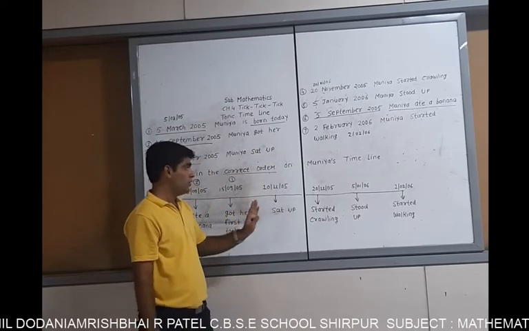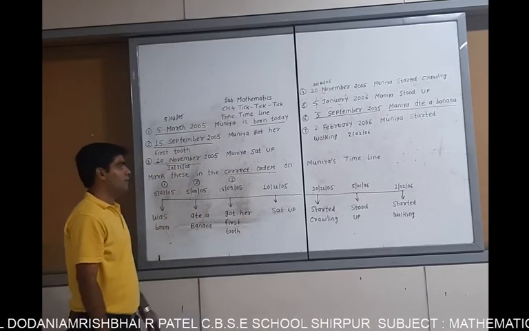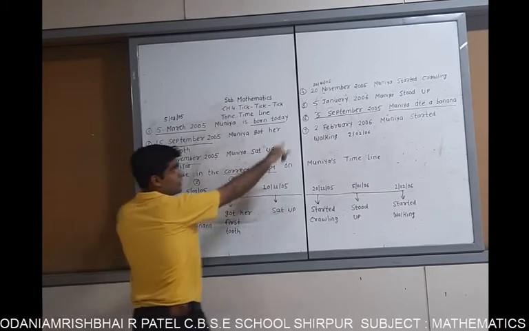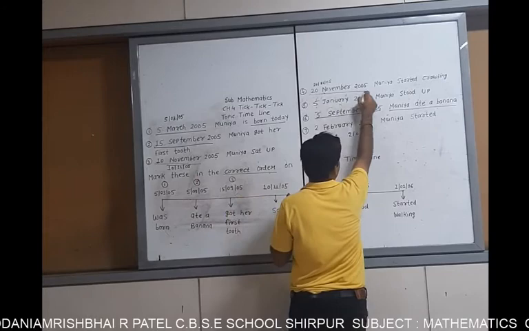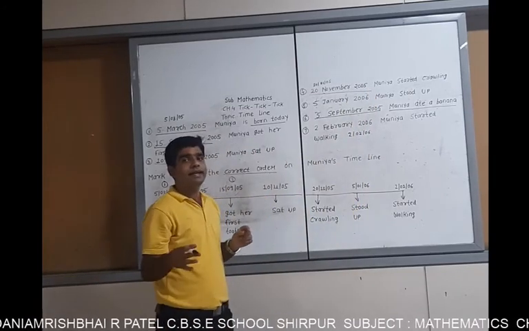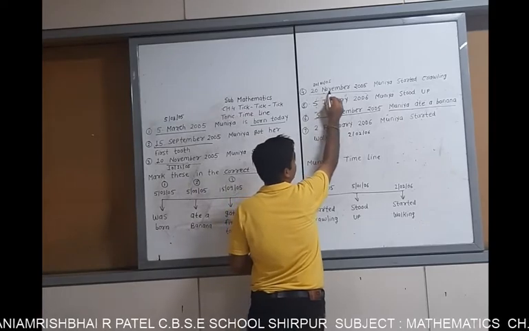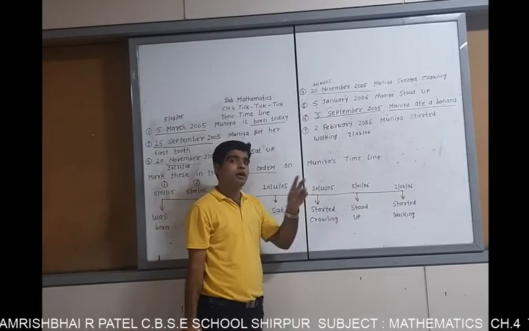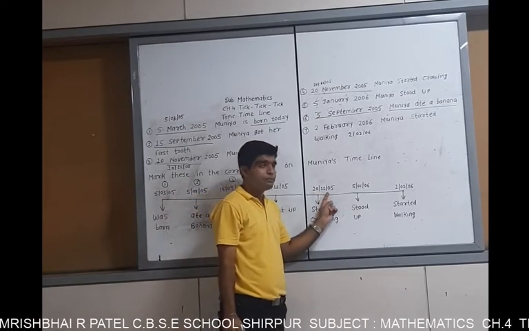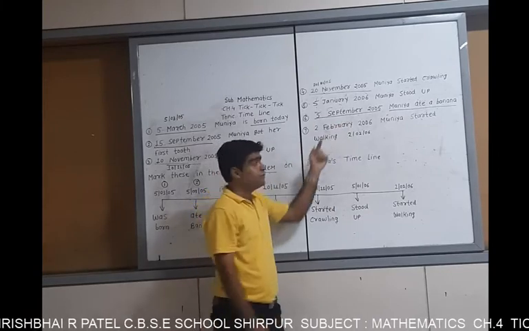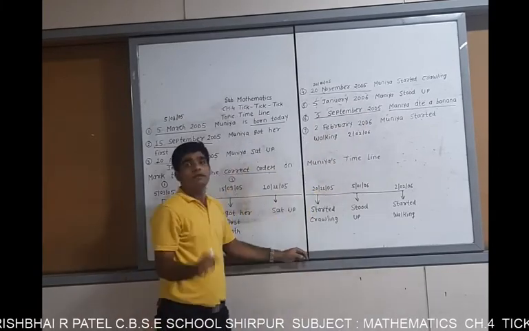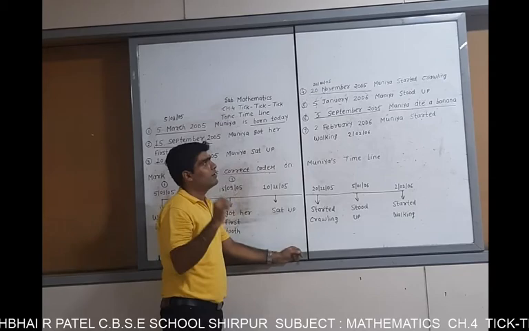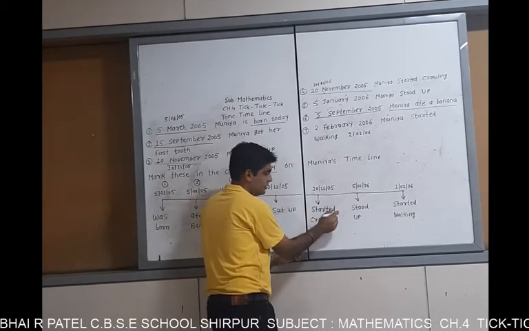Got it? Now start from the next. Now listen here, this is our fourth point: 20 November 2005. After 10, this is our 20 November 2005. It means we have to write down 20. In the month of November, we have to write down the 11th month, and 2005 is 05. We have to write it. So 20 November 2005, Munia started crawling. This is our 'Munia started crawling'.